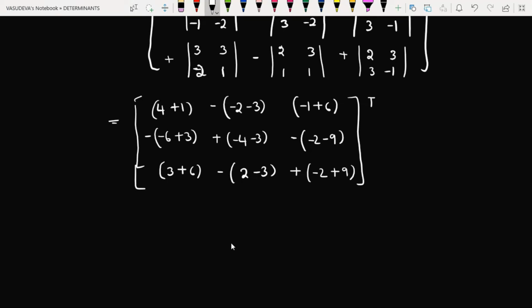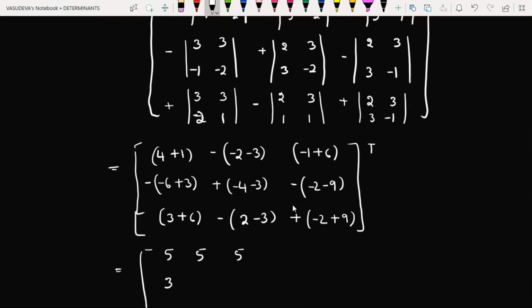Now 4 plus 1 is 5, so minus of minus 2 minus 3 is minus 5, minus of minus will be plus 5, so this is also plus 5, minus 6 plus 3 is minus 3, minus of minus 3 is 3, and minus 4 minus 3 is actually here, this will be actually, this is actually this matrix, plus 2 into minus 2 is minus 4, and 3 into 3 is minus 9, so there is some slight correction.